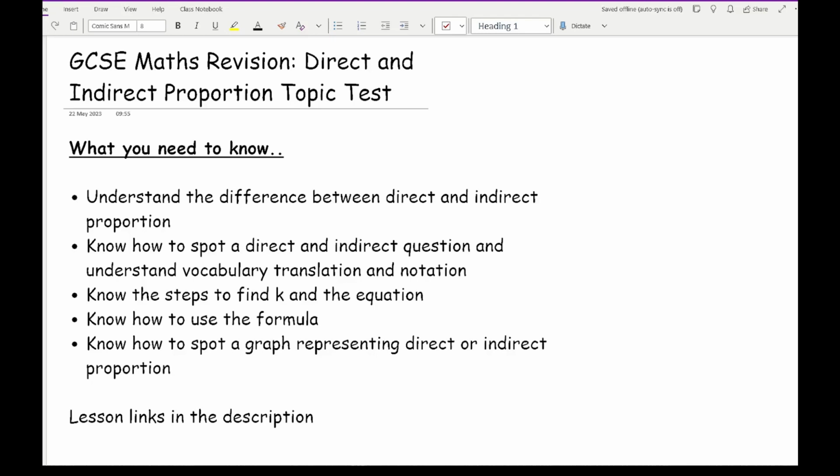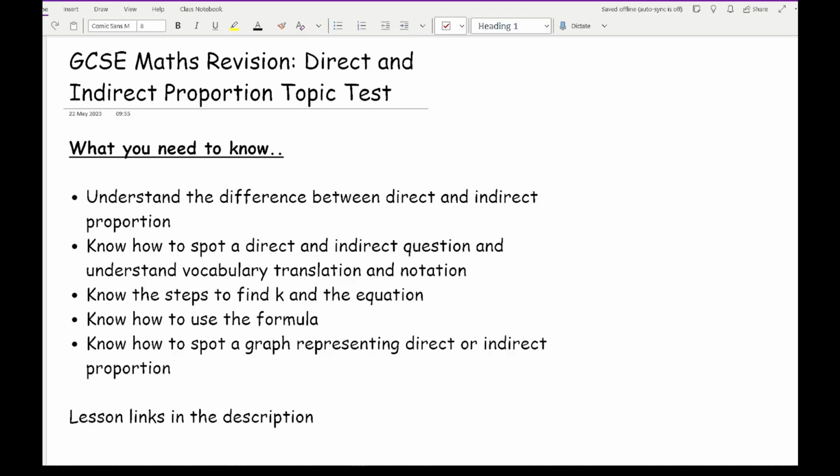So looking at the first thing, what you need to know is to understand the difference between direct and indirect proportion. Now direct proportion is often when you are given an amount and you need to work out a higher amount. Indirect proportion is when you're given one amount but you need to work out a lower amount, but also the actual movement of the numbers. With direct proportion you tend to find that as x increases, the other increases. With indirect proportion, as one increases, the other decreases, and they're all going to vary at different rates.